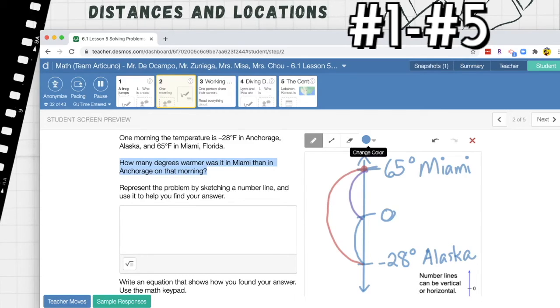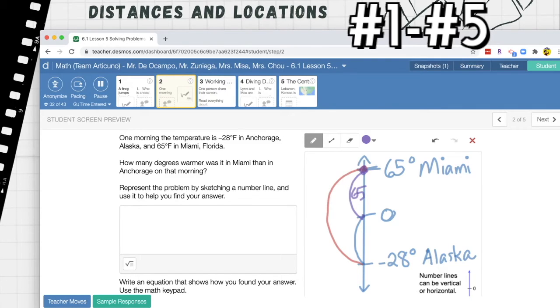So for example, to get from 65 to 0, you need to go 65. Oops. Wow, my pen's not working. Basically, if I'm on 65th Street, how far will it take me to get to 0th Street? 65. If I'm trying to go from 65 to 0, how far is it going to take me? Well, 65 is 65 away from 0.